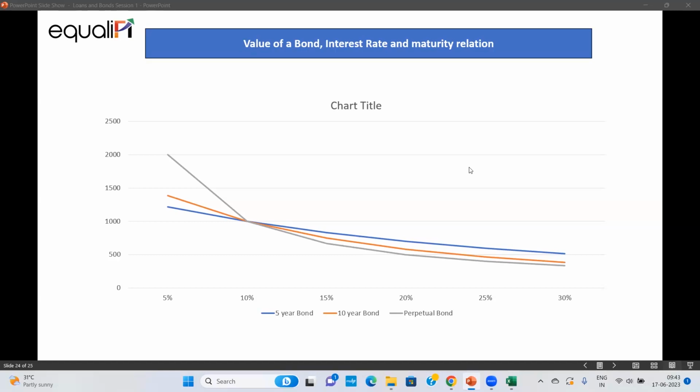Yeah, I understand. Government security is okay. Yeah, corporate bonds are risky. And you can see a paradigm shift happening in the overall operations of the corporates.